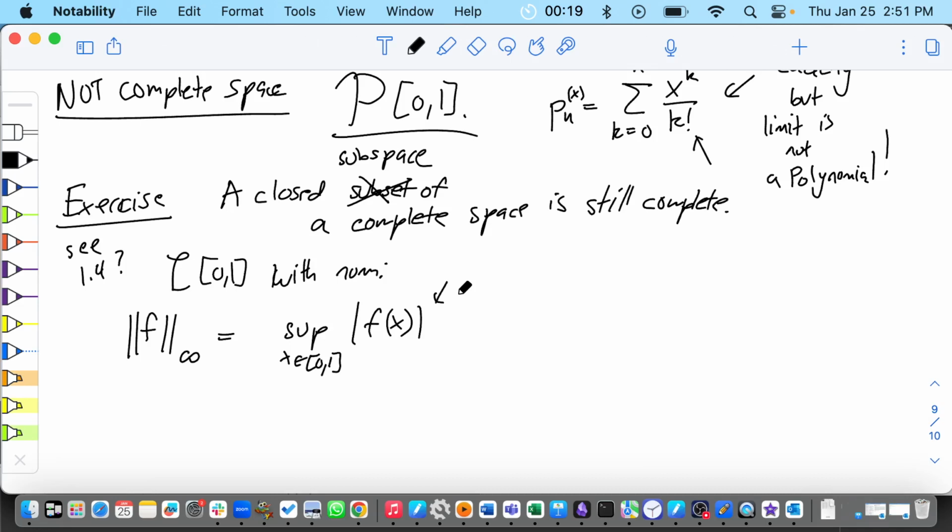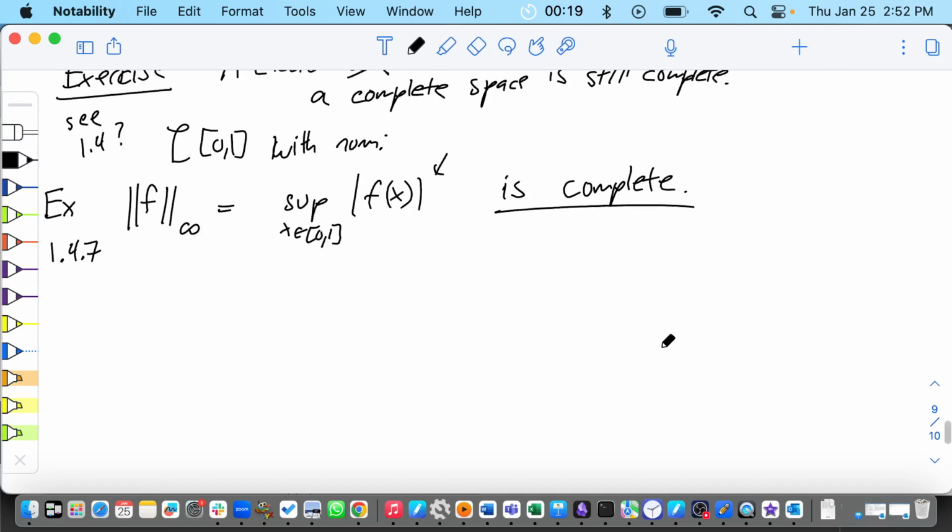So this is example 1.4.7 in the textbook, that this space we will prove is complete. That's what we're proving. Okay, so you guys ready for the proof then? What do we have? We're given a Cauchy sequence, and we have to find some limit and prove that the limit is still a continuous function.